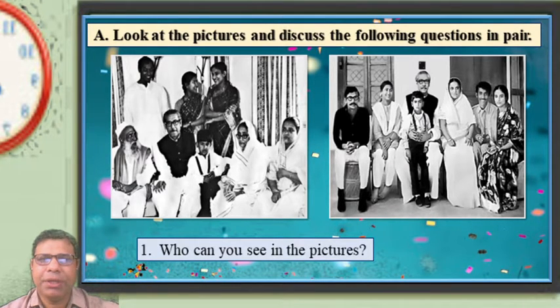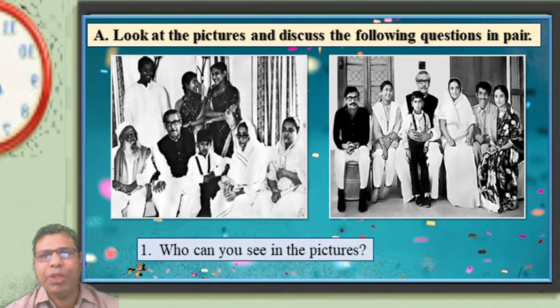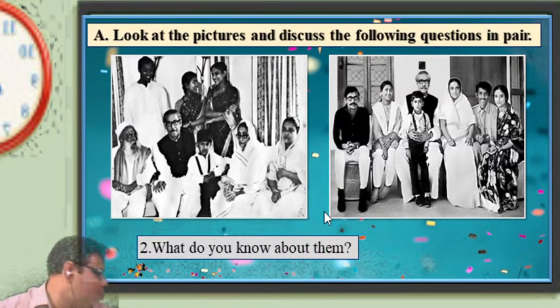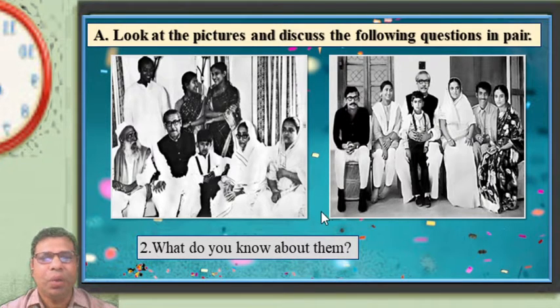In the picture on the left, we see Bangabandhu with his parents and other family members. In the second picture, we can see Bangabandhu, his wife, his 3 sons and 2 daughters. What do you know about them?